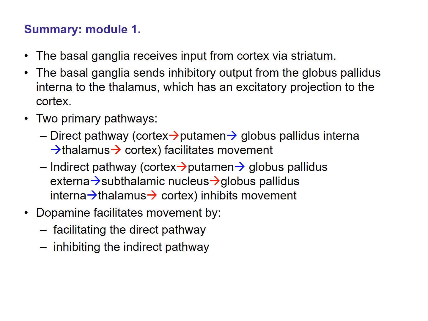And then as a result, the poor little puppy is inhibited, the thalamus is inhibited, and consequently is less able to excite cortex, and this results in movement inhibition. So dopamine facilitates movement by facilitating the direct pathway and by inhibiting the inhibitory indirect pathway. So the net effect of dopamine is to excite, to facilitate movement.